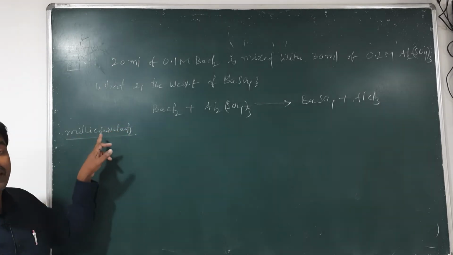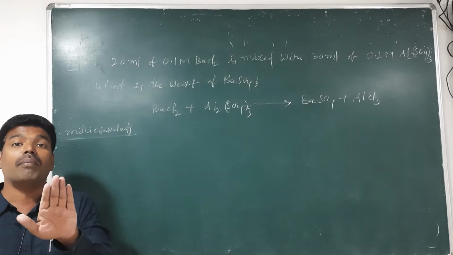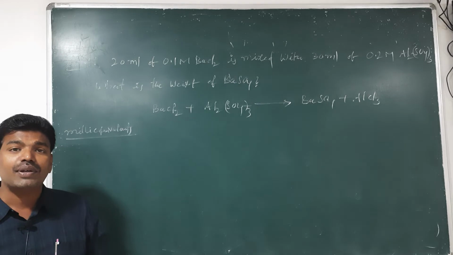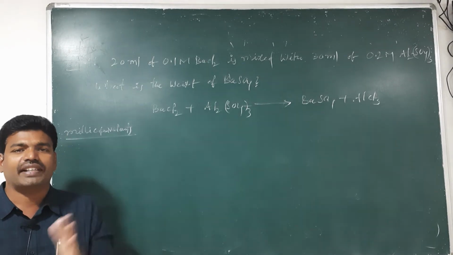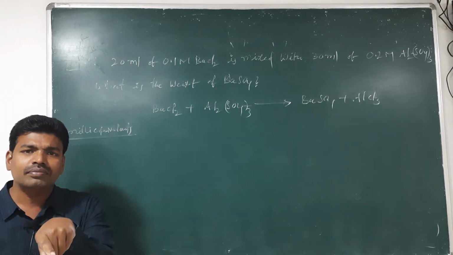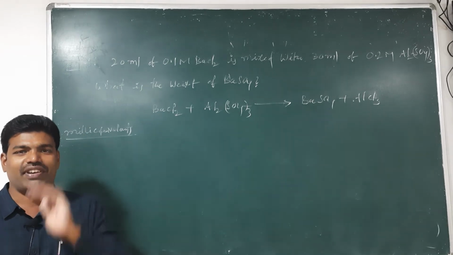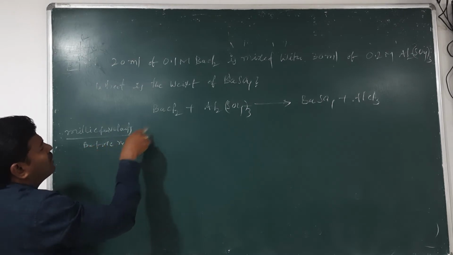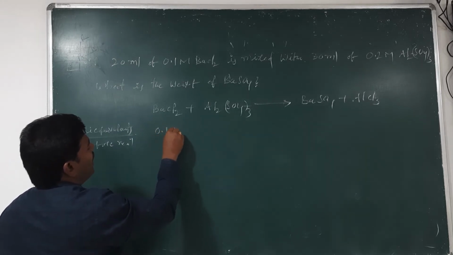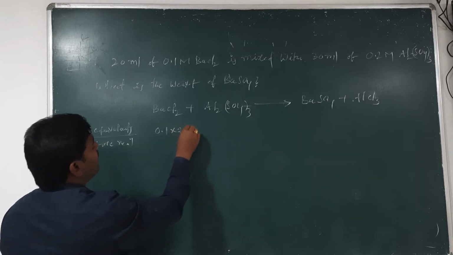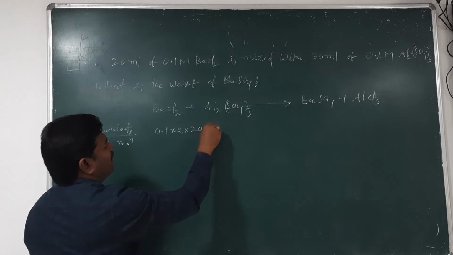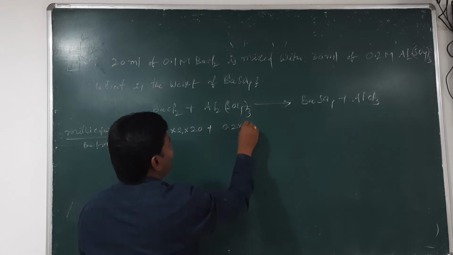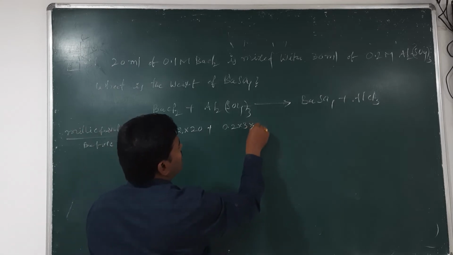We can get the equivalents or milli equivalents if normality values are known, but here the given values are in molarity. How can we convert molarity into normality? Molarity into n factor gives normality. Normality into volume in ml gives milli equivalents. So, milli equivalents before the reaction: barium chloride, its concentration is 0.1 molar and its n factor is 2, into 20 ml. Next, Al2(SO4)3, its molarity is 0.2 and its n factor is 3, and its volume is 30 ml.